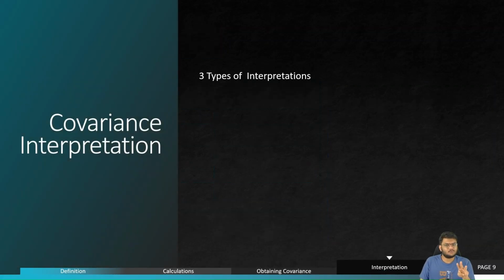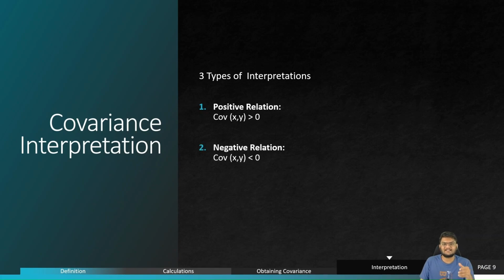There are three types of interpretation. The first one is covariance is greater than 0. This indicates there is a positive relationship between two variables. The second one is covariance is less than 0. This indicates there is a negative relationship between two variables. And the third one is covariance equals to 0. This indicates there is no relationship between two variables.